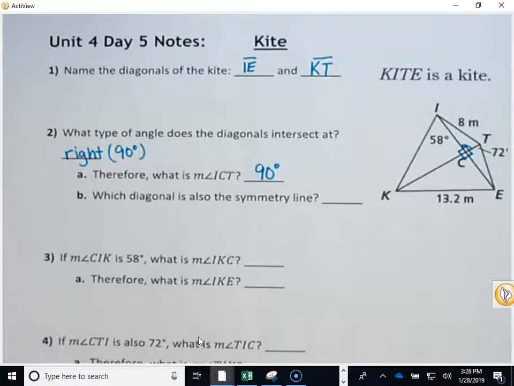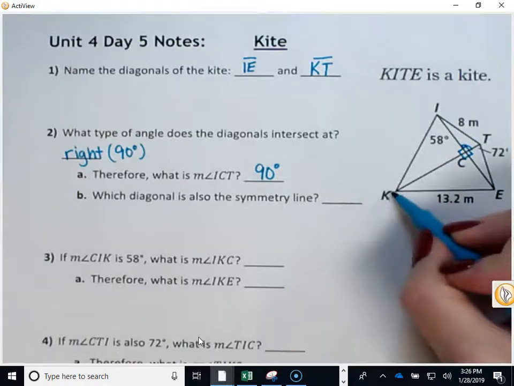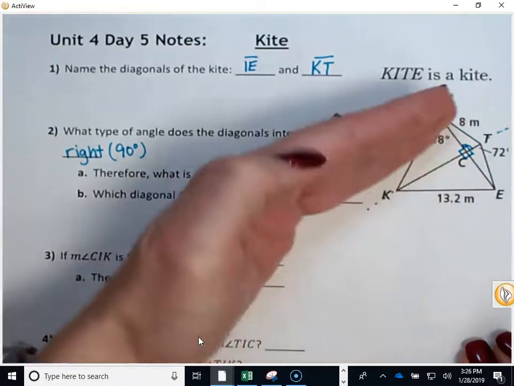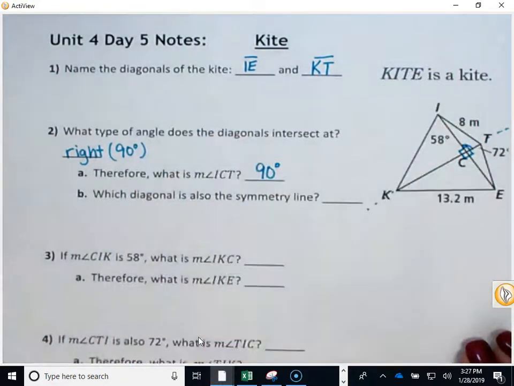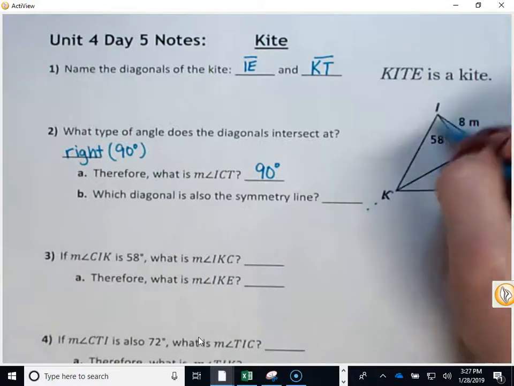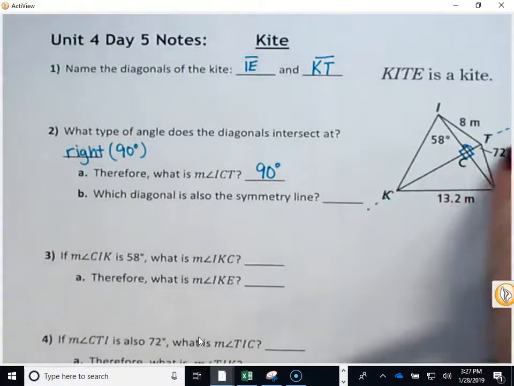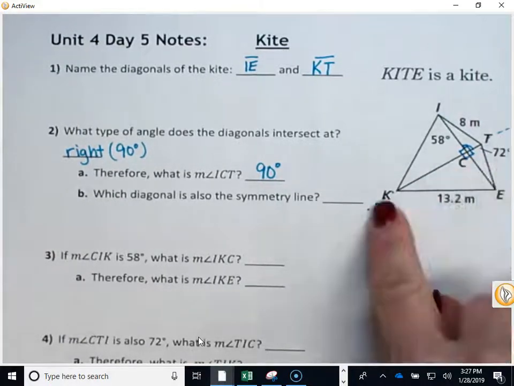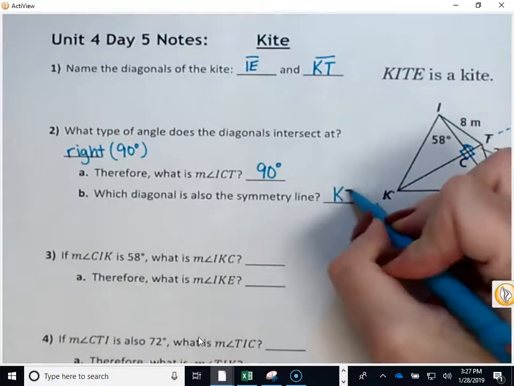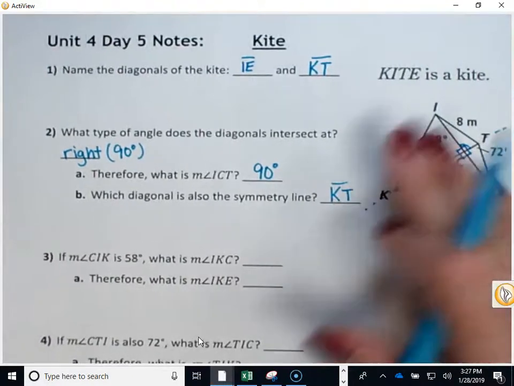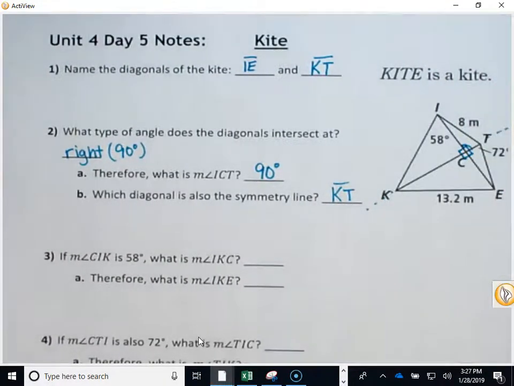Which diagonal is also the symmetry line? So remember, a line of symmetry means if I fold my image on top of that, across that line, then it'll land right back on itself over on the other side of the line. So it's symmetrical, hence the name line of symmetry. So the only diagonal that's a line of symmetry is this KT one. Because if I would have folded it across IE, then this is much bigger than this over here. It would not land on top of that over there.